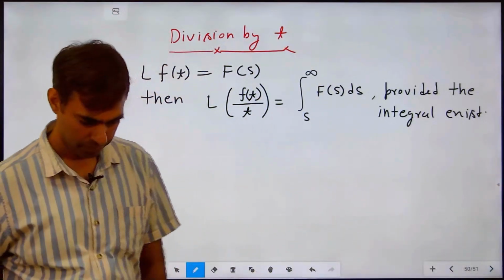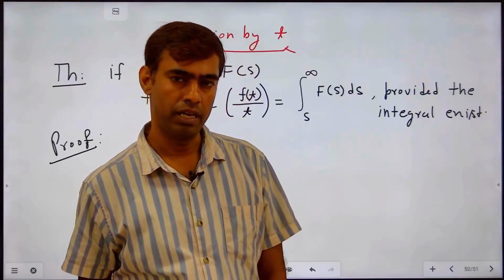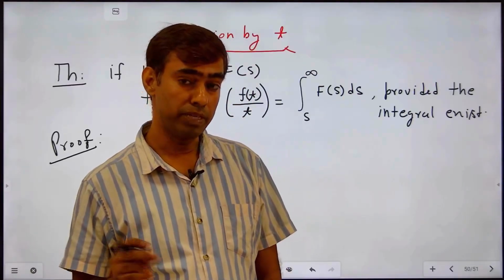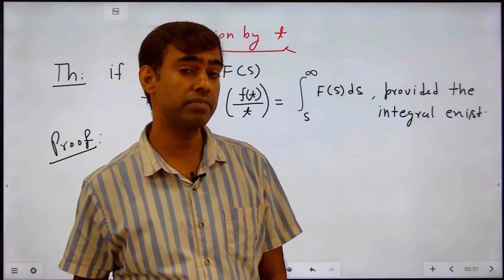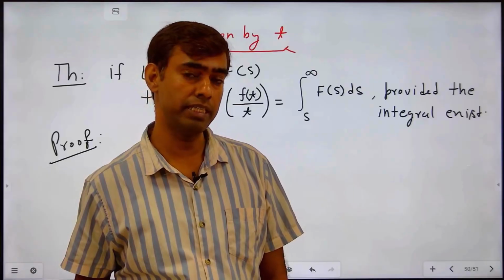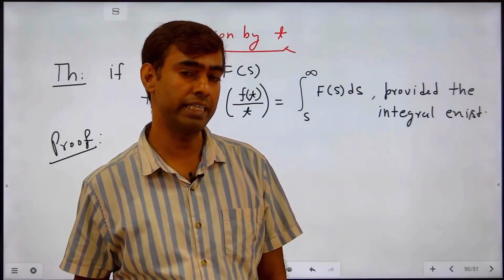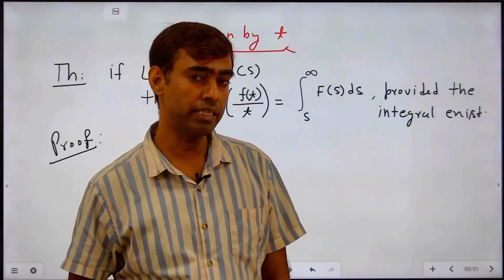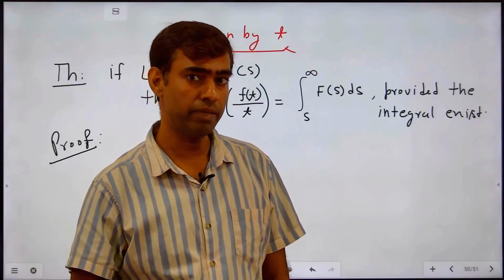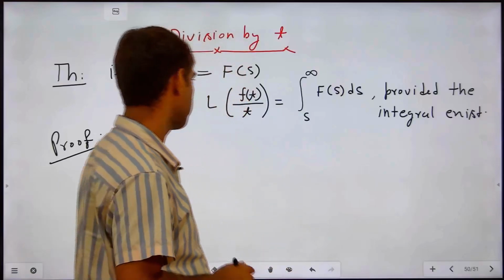Now, the next property is division by t. If we multiply by t, then there is the concept of differentiation. If we divide by t, then there is an involvement of integration. Multiplied by t, then differentiation. Divide by t, then integration, provided the integral exists.